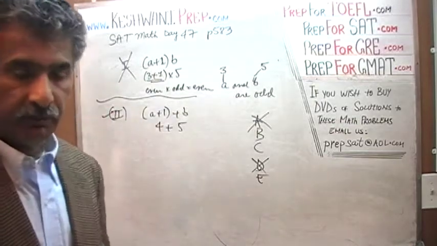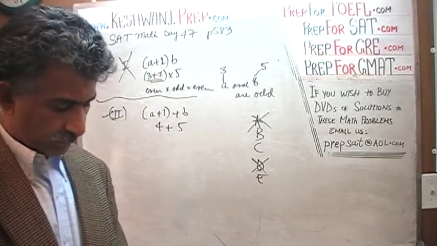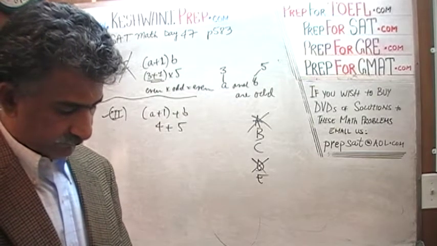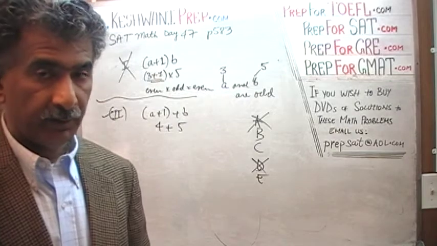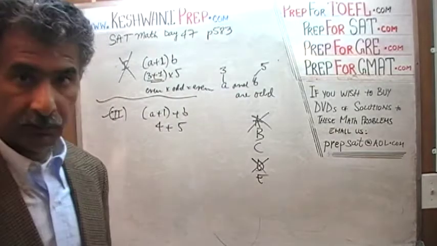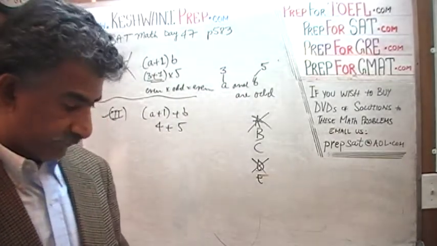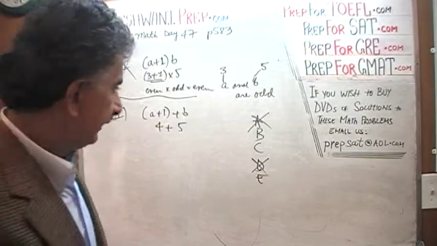The correct answer must contain Roman numeral 2 in it. Anything that does not have Roman numeral 2 in it cannot be the right answer. It has to have 2 in it. Is there any answer choice that doesn't have Roman numeral 2 in it? C does not have 2 in it.